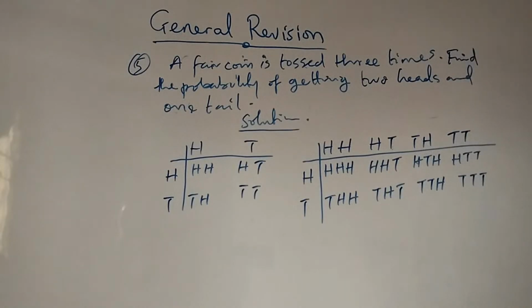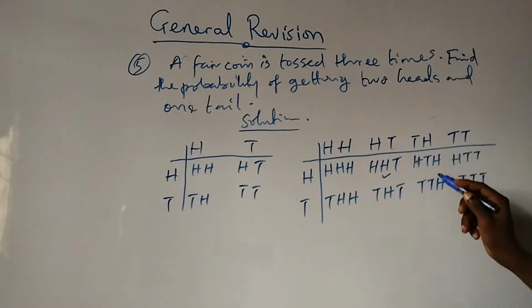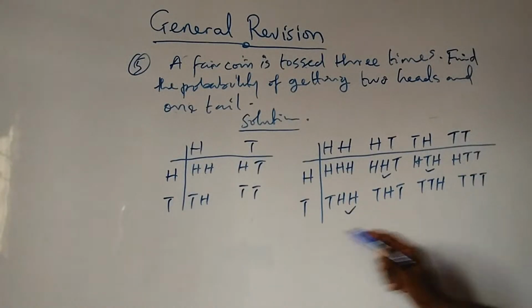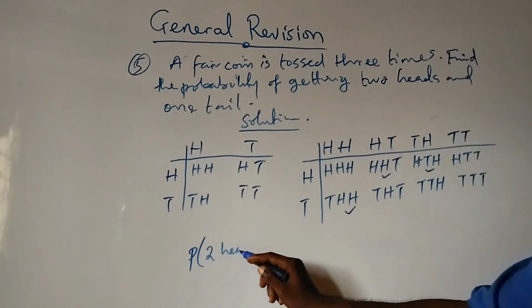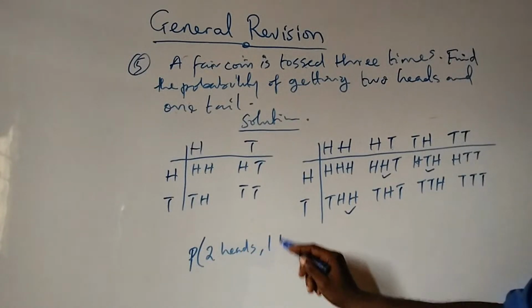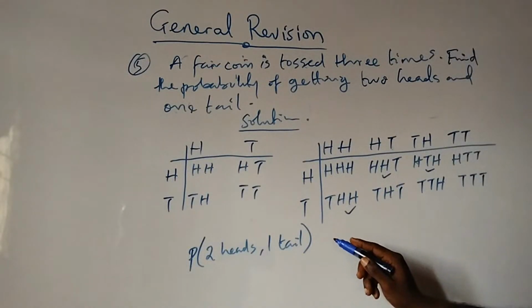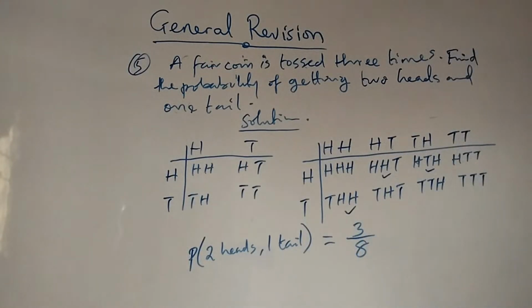Now, probability of getting 2 heads and 1 tail. So anywhere we see 2 heads and 1 tail, we count it. 2 heads, 1 tail here. 2 heads, 1 tail here. 2 heads, 1 tail here. Making 3. So the probability of getting 2 heads and 1 tail in tossing a fair coin 3 times is now equal to 3 over 8. So that is how we handle that.